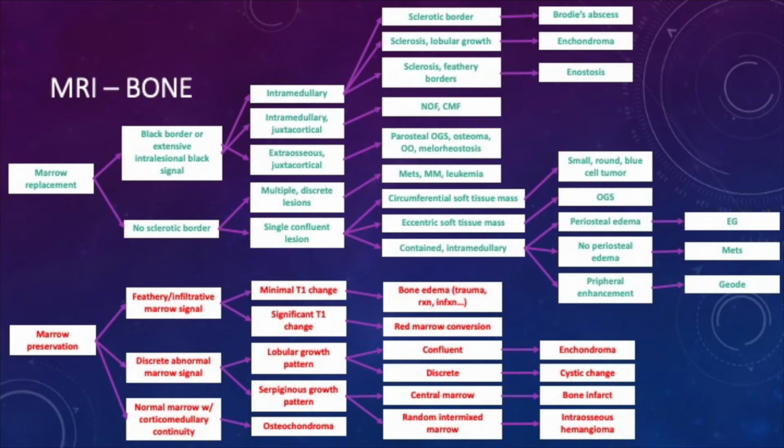We want to know what kind of change we do see on the T1s within that marrow. We want to know, is there a soft tissue mass associated with it? And if so, where? And all of those things, again, are going to ping pong us around, and we're going to end up down this algorithm to a diagnosis or a differential diagnosis.